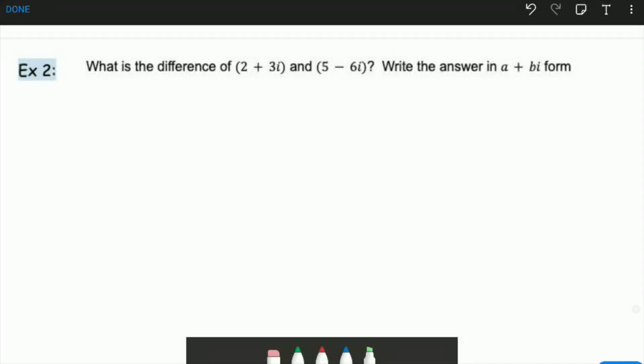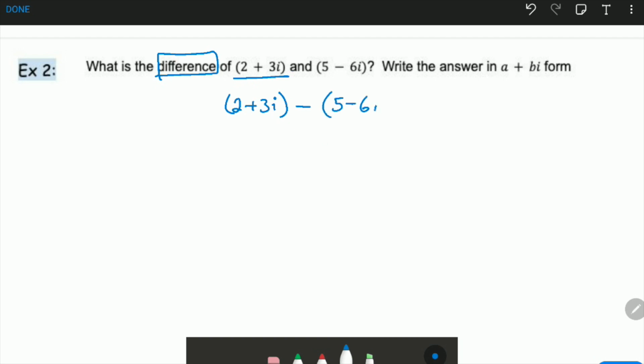In this example, we're asked what is the difference of 2 plus 3i and 5 minus 6i, and we're supposed to write the answer in a plus bi form, which is how you often write it whenever you're dealing with complex numbers. So we have 2 plus 3i, and we're finding the difference, which means to subtract 5 minus 6i.